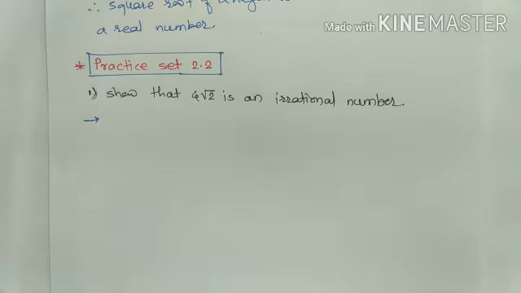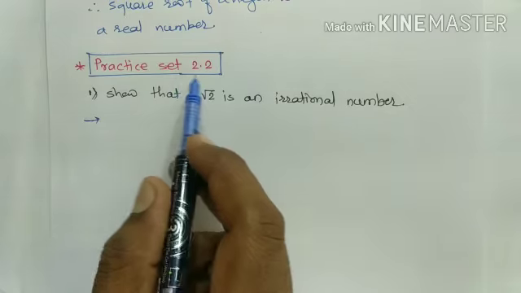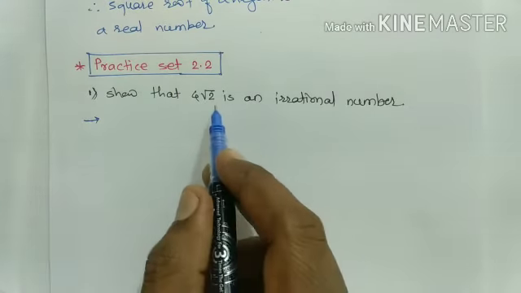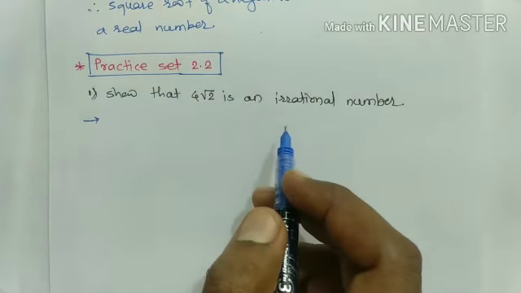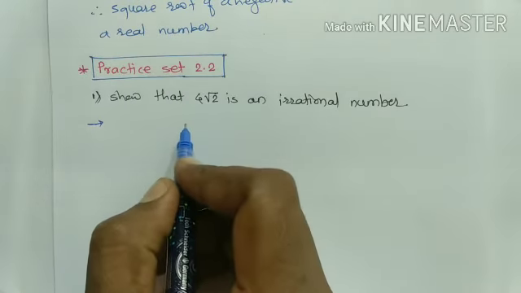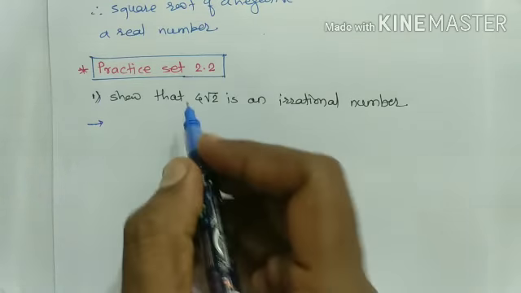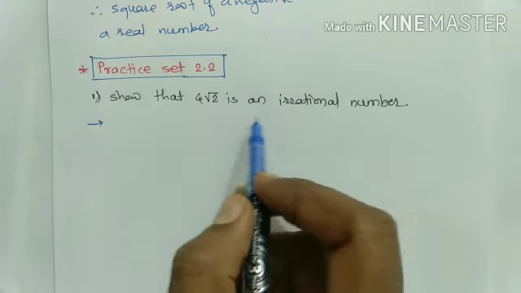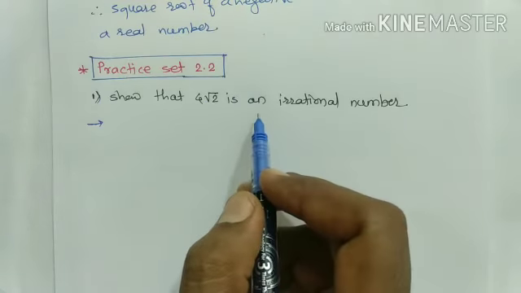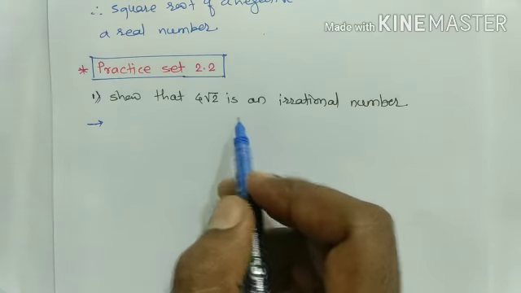Now we are going to solve the examples in practice set 2.2. This is the first question. Show that 4 root 2 is an irrational number. Here we have to prove this by using indirect method. In the indirect method, first we suppose the opposite statement of what we have to prove, जे आपल्याला प्रूव्ह करायचे आहे त्याचे अपोजिट स्टेटमेंट आपण अज्युम करतो, सपोज करतो.